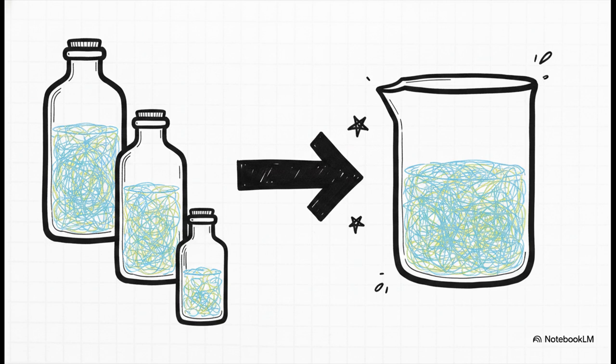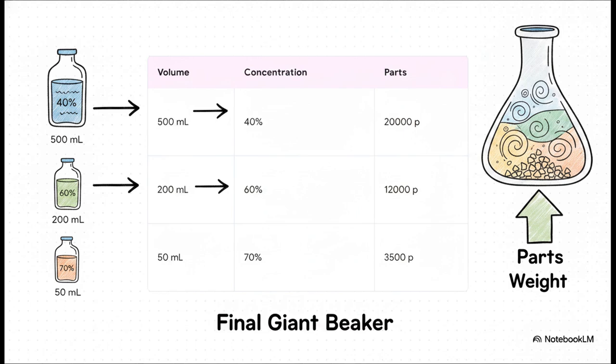But here's the real question. What is the actual strength of that new 750 milliliter pool? Now we figure out the proportional contribution by multiplying each bottle's volume by its respective concentration. This gives us its parts. Listen, you can't just average the percentages together. That's a huge trap because you have vastly different amounts of each liquid. Instead, you just multiply straight across.